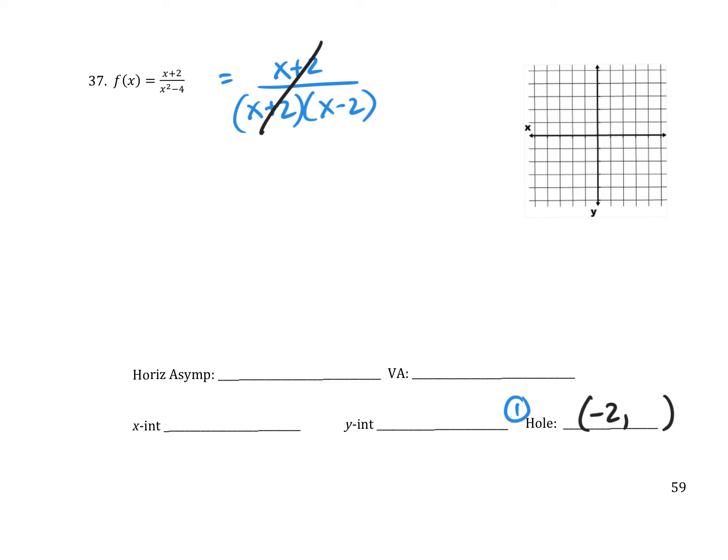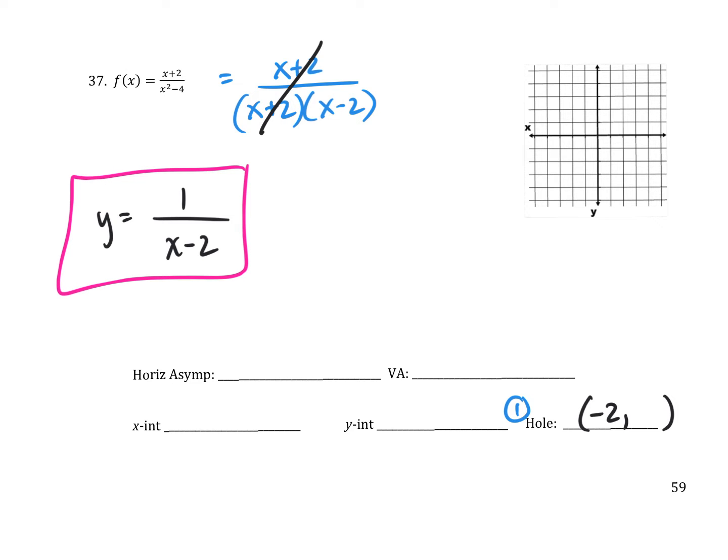Here's why I wanted to do this one with you. What's my function when I get rid of that hole? Careful. Wait, real fast. What's 8 divided by 8? 1. So careful. What's up here when I cross that out? It's 1. So we'd have 1 over x minus 2. So just be really careful. If I cross out the common factor, it still has a 1 left where it is, just because anything over itself is 1. Okay, this is going to dictate all of our answers, y'all.